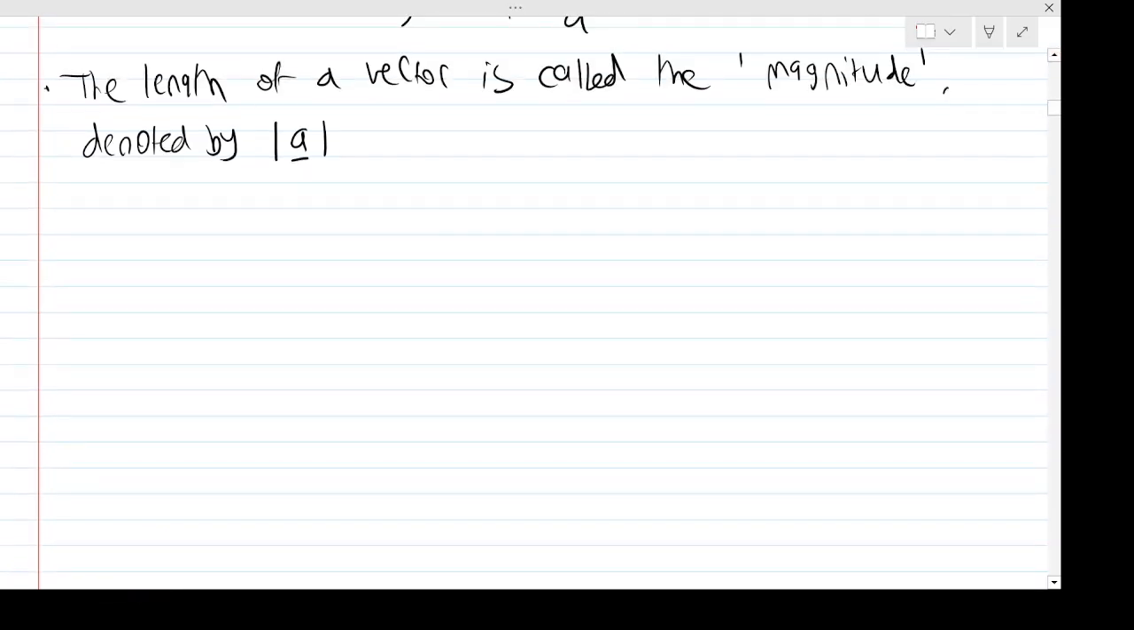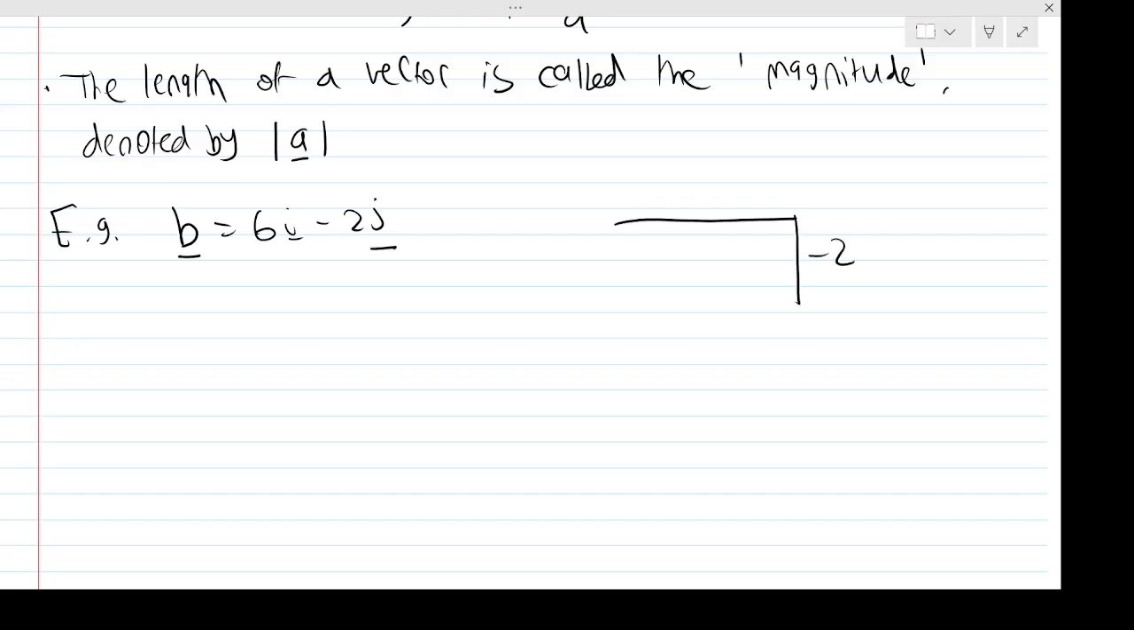Okay, so final thing I need to talk about. Actually, let's do an example, right? Let's do another one. So let's say we now have the vector b, which is 6i minus 2j. Okay. So if we were to represent that, we're going 6 across, then minus 2 down. So it'd be minus 2j, 6i. And so that's the vector 6i minus 2j, right?